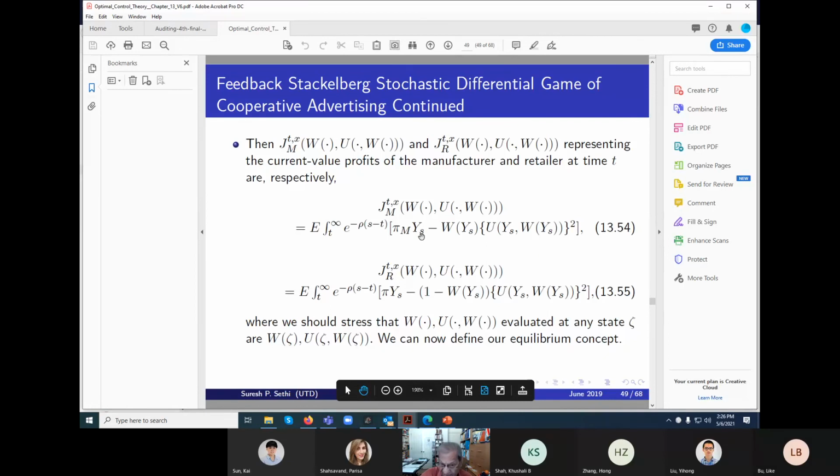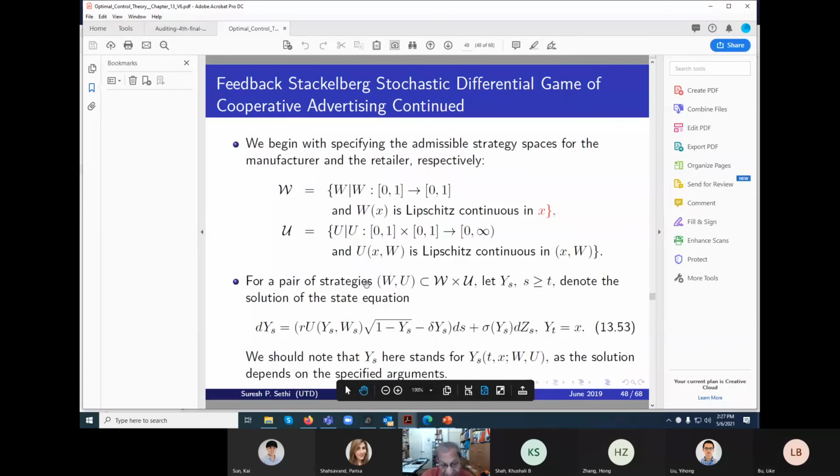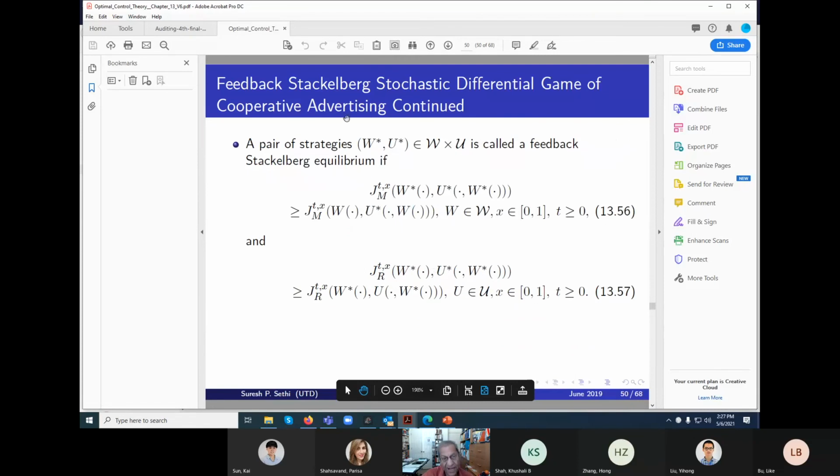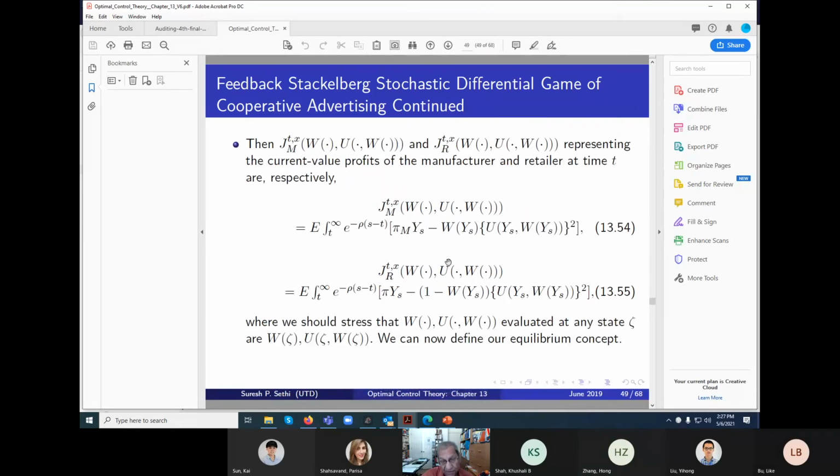So pi m times ys minus w of ys times u of ys and w of ys at that time s. So that's fine. It's not a function. It's just the value at ys and the quadratic square. Same for the retailer. So now I define the objective function for any feasible strategy. Notice that evaluated at any state C means this. That is the notation that means this at any state C or Y or X, whatever you call it. Then I'm done. Now I have a feasible strategy and I have a feasible objective value.